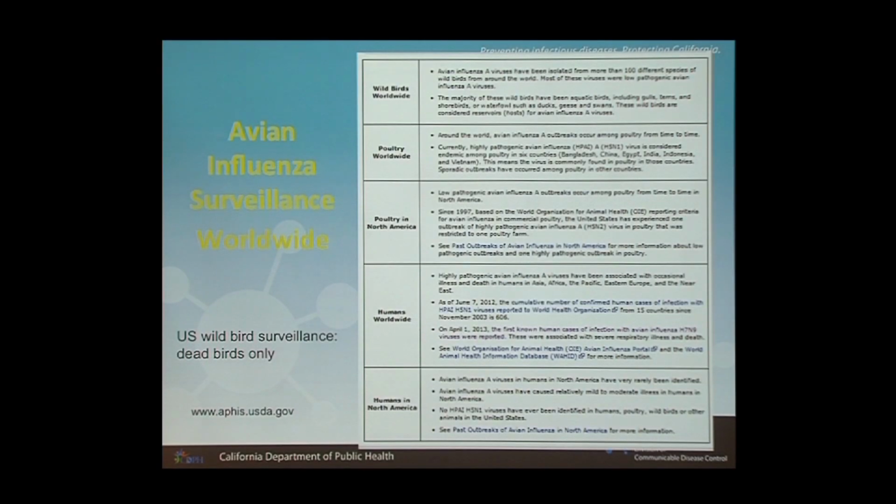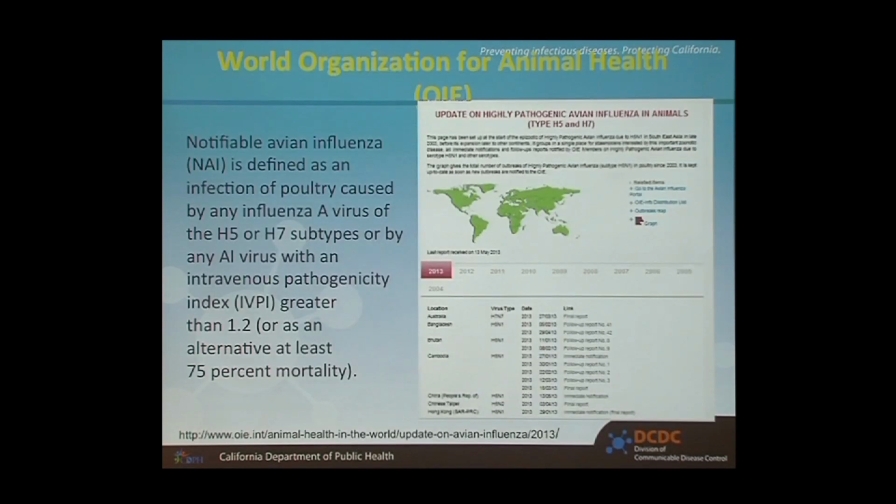But it wouldn't be logistically or economically practical to test all birds all the time, because you wouldn't know if you found a virus, is this going to be transmitted to a human? It's part of their natural ecology. Also, poultry is surveyed worldwide. We're going to talk a little bit more about that, but this website gives you the status of everything: poultry in North America, humans, and humans in North America. So this was interesting to me.